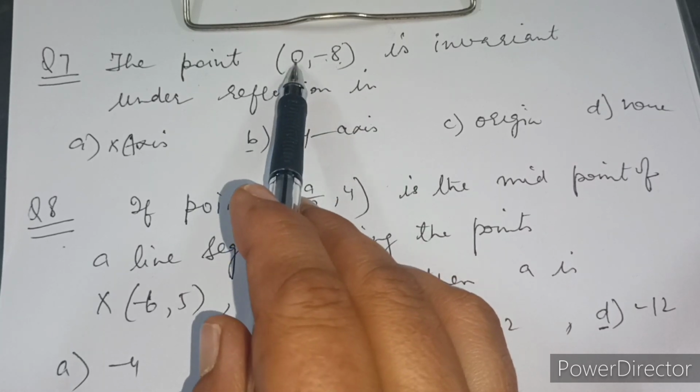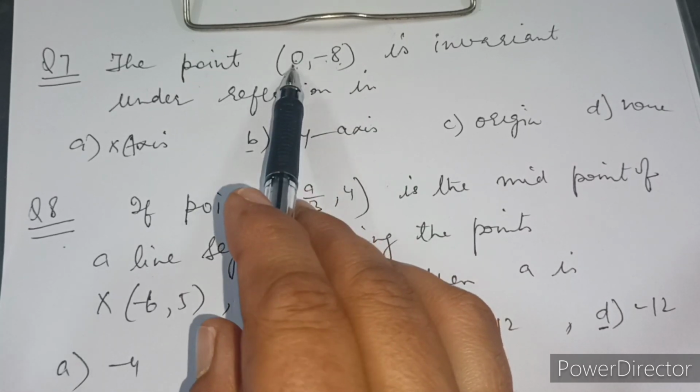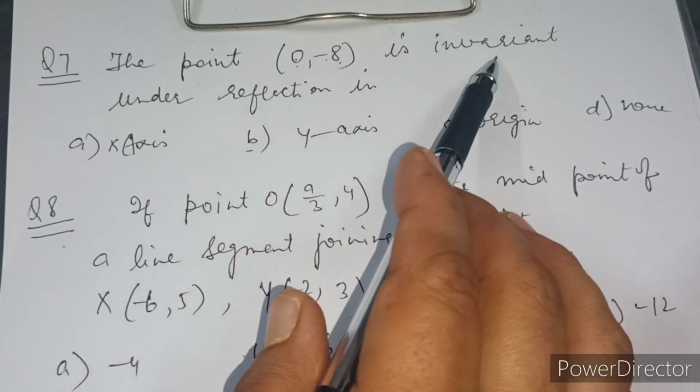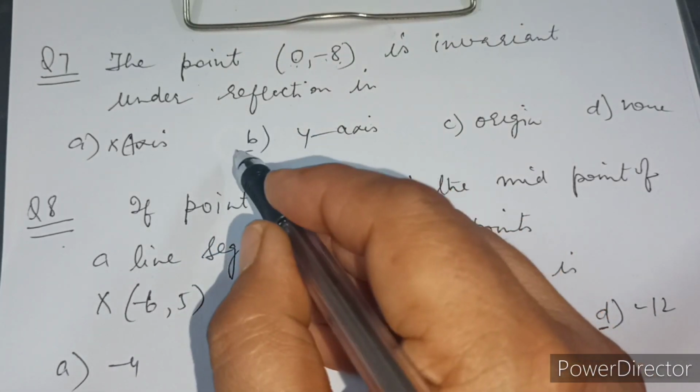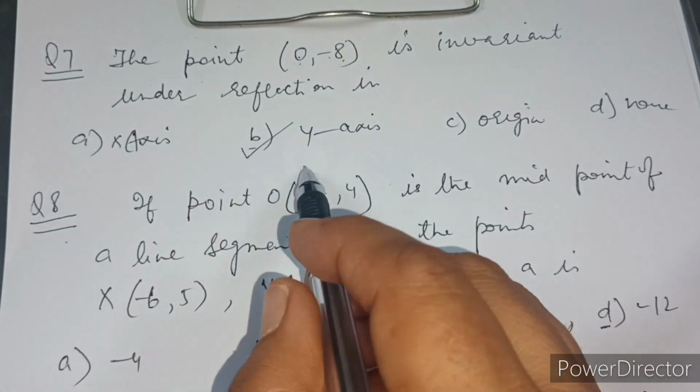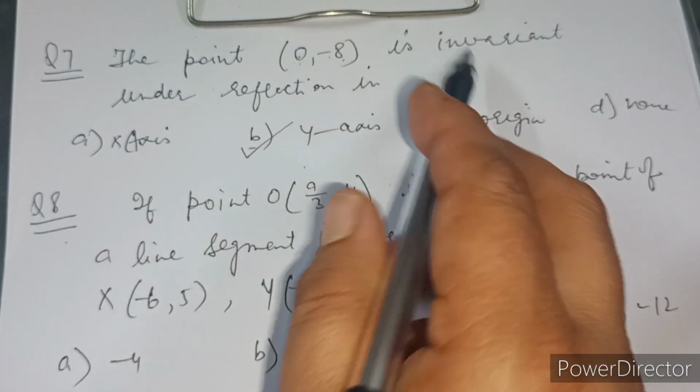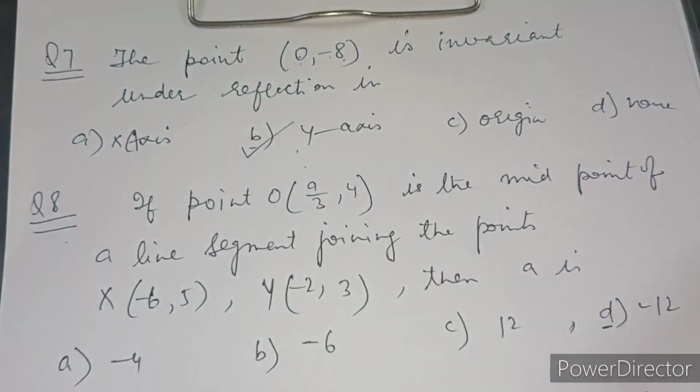We are interested in changing the sign of the x part only, because even if the x part changes, it remains the same, it remains invariant. And the x part only changes under reflection in the y-axis. So the answer is: the point (0, -8) is invariant under reflection in the y-axis. Hope this point is clear to you.